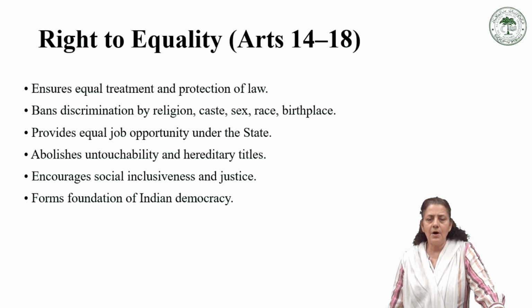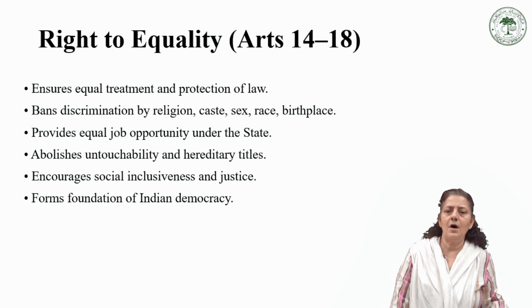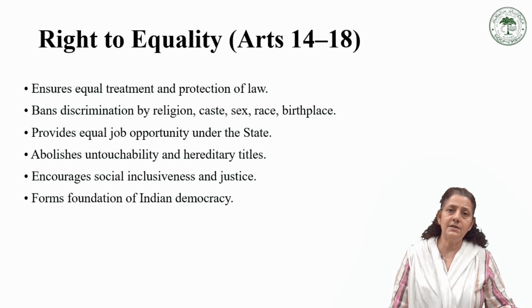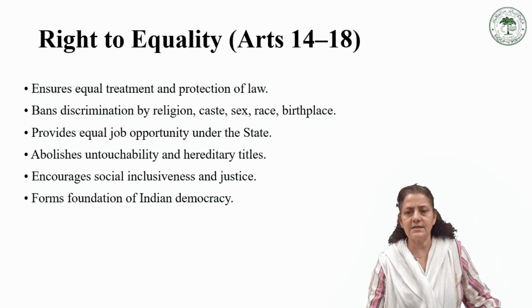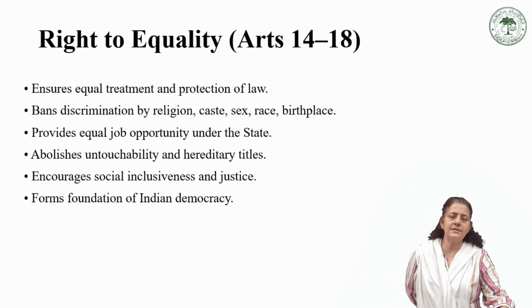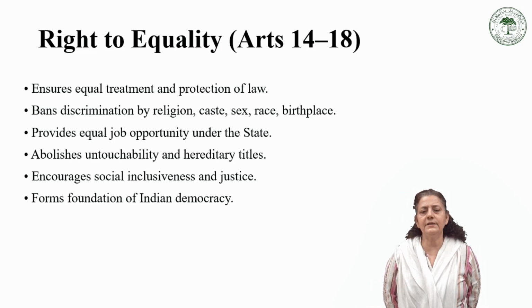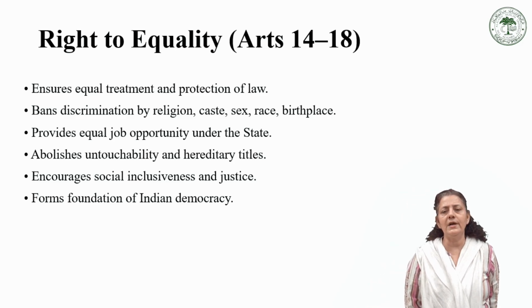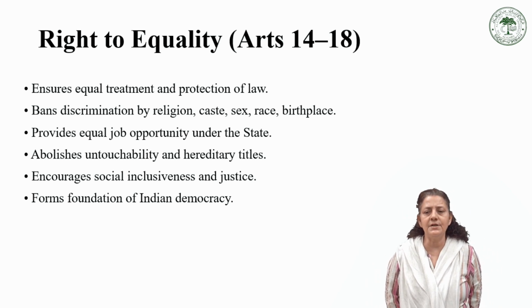Article 17 abolishes untouchability and forbids its practice in any form, making it a punishable offense. However, surprisingly, the term untouchability is not defined anywhere except that it's a historical practice. Article 18 abolishes titles except for military and academic distinctions and prevents both the state and citizens from accepting titles from foreign states. Together, these articles remove social inequalities, promote inclusiveness, and guarantee fairness in social and political life.